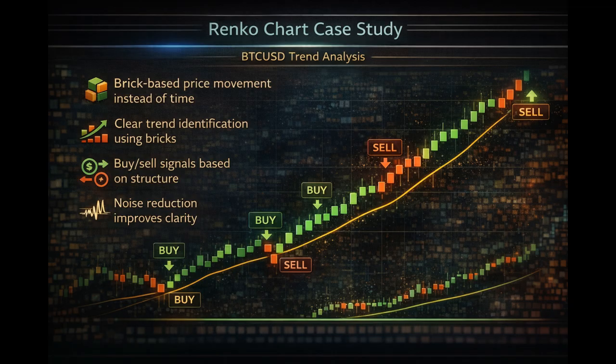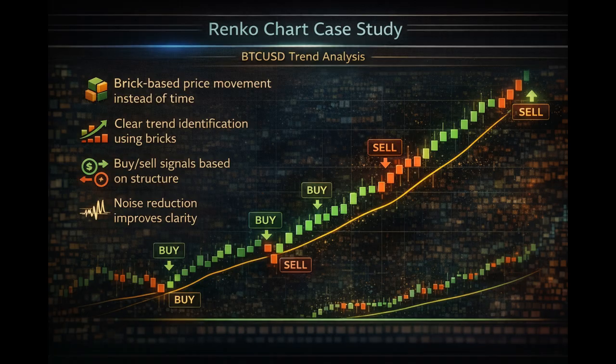Renko charts are particularly useful because they remove small price fluctuations and focus only on significant price movements. This makes the overall trend and market structure easier to interpret. Market structure observed in the chart. The chart shows 3 main phases of market behavior.